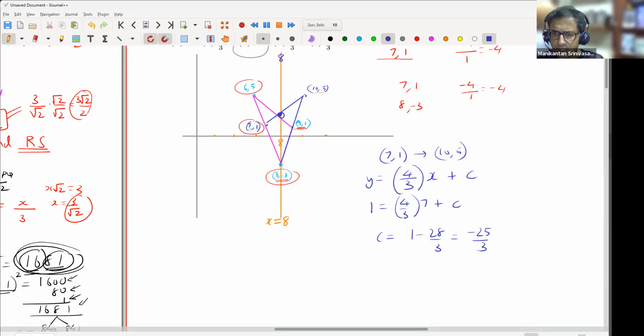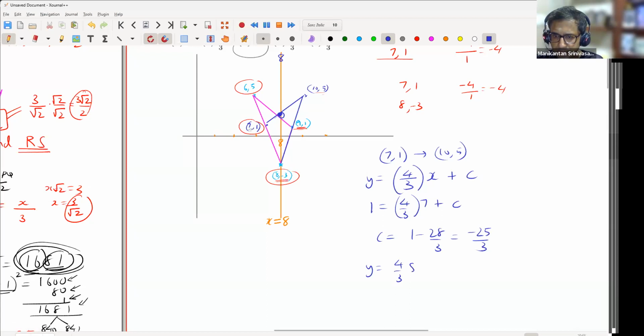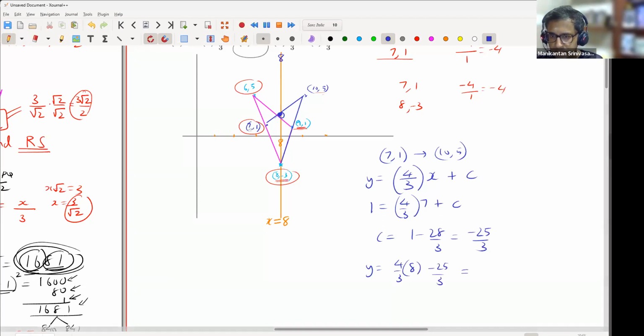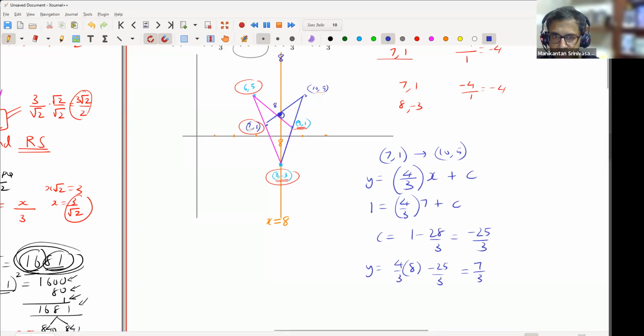Minus 25 by 3. Now let's substitute that with x equal to 8. So 4 by 3 times 8 minus 25 by 3, which is 32 minus 25 is 7. So 7 by 3. So the coordinates of this point is 7 by 3, meaning the y coordinate is 7 by 3. The x coordinate we already know it's 8. 8, 7 by 3. Okay.